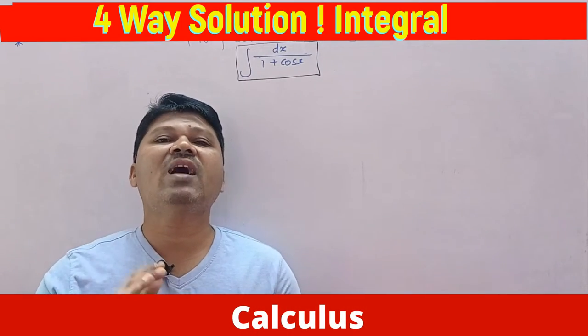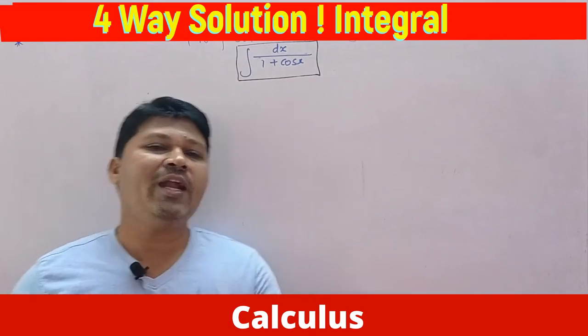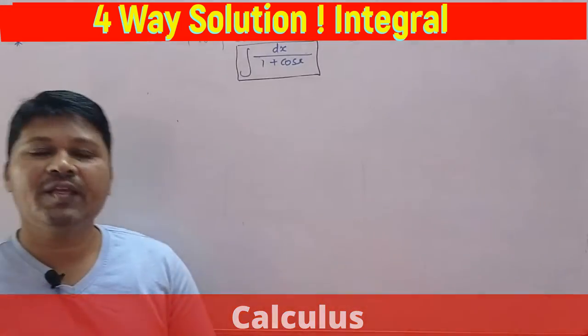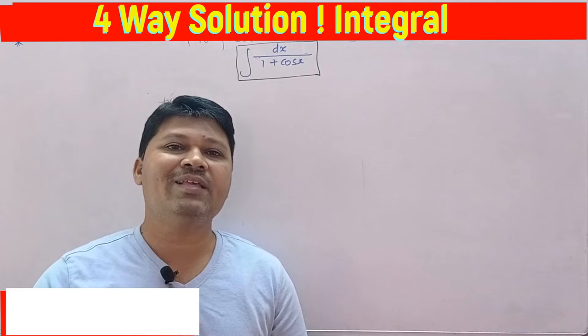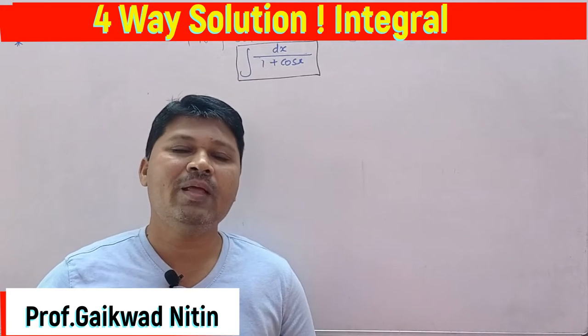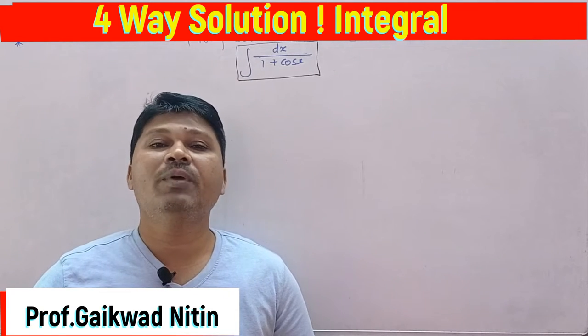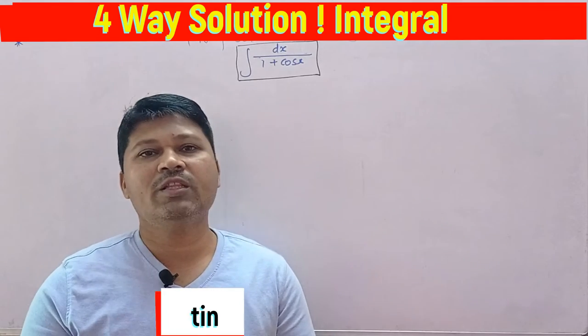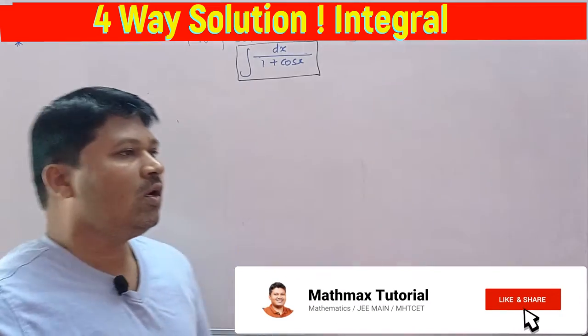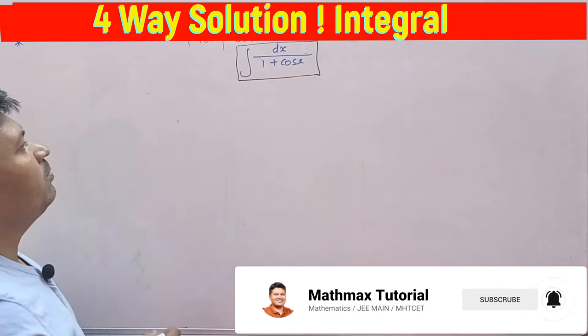Today we will see an amazing integration example: the integral of dx upon 1 plus cos x. It has four solutions, and we will discuss method 1, method 2, method 3 and method 4 one by one. First we find it by using method 1.